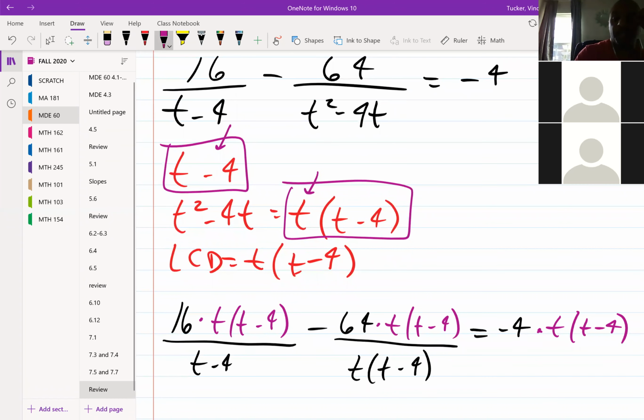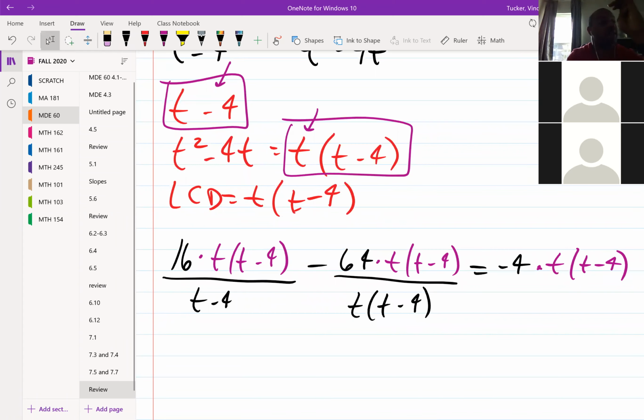And keep in mind that each numerator has to be affected by this, whether it has a denominator or not. So even that -4 on the right needs to be multiplied by that t times t minus 4. Okay.